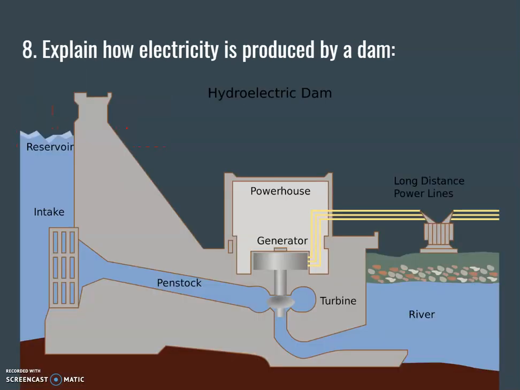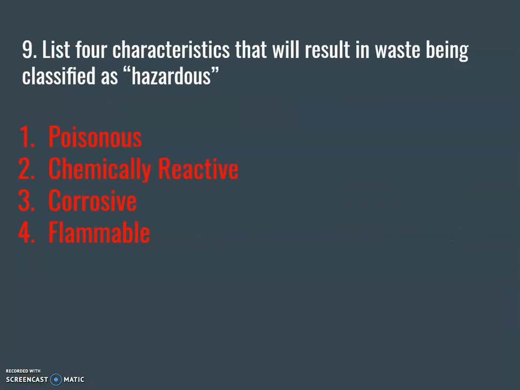Explain how electricity is produced by a dam. You have to have some sort of reservoir. You have an intake, and in that intake you allow water to come in, which turns a turbine to power a generator, which gives us the electricity, and then the water heads down to the river. Note that quite a bit of sediment can usually build up behind these dams.